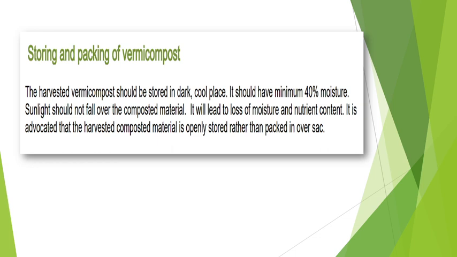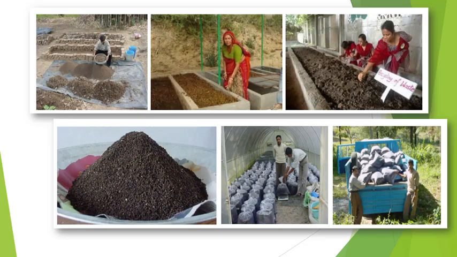Then comes storing and packing of vermicompost. The harvested vermicompost should be stored in a dark, cool place. It should have a minimum of 40% moisture content. Sunlight should not fall over the composted material, as it will lead to loss of moisture and nutrient content. It is advised that harvested composted material is stored openly rather than packed in a sack. So our vermicompost material is ready for packing and storing.